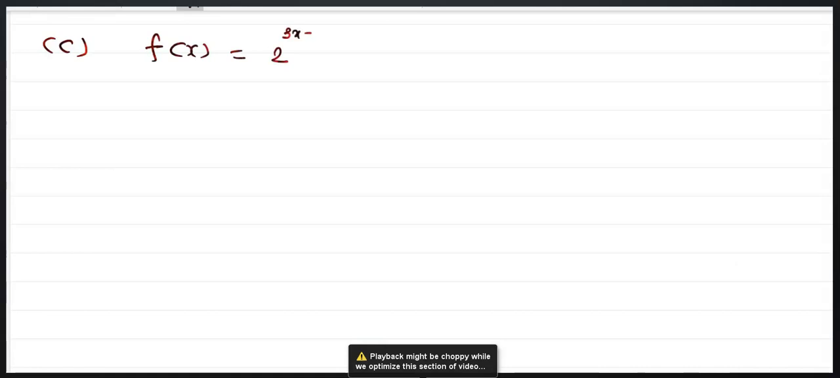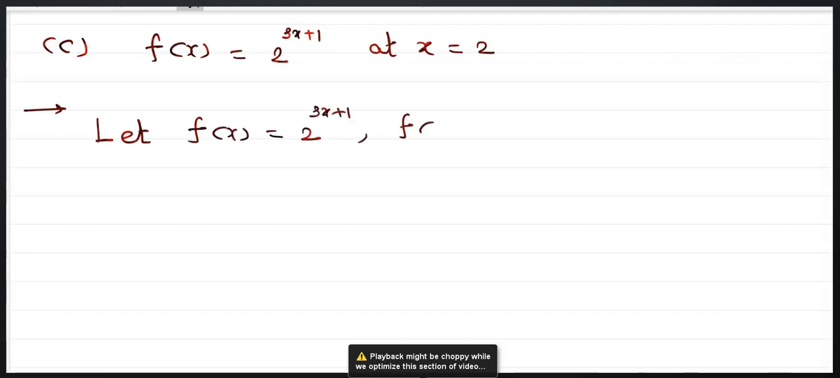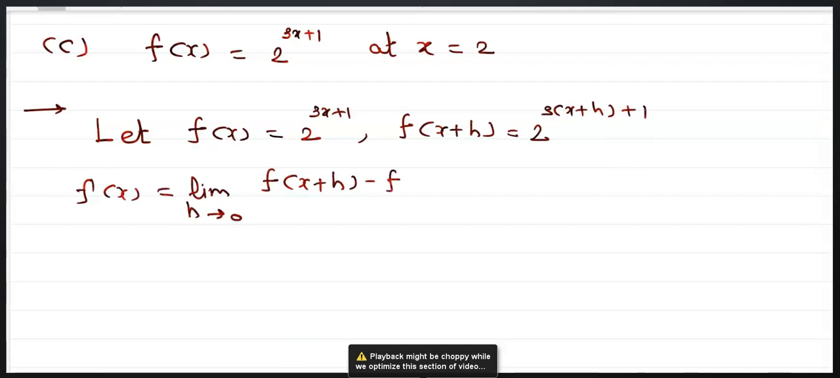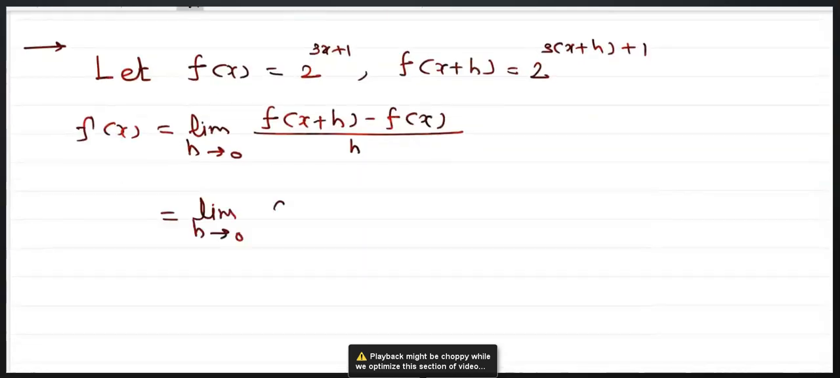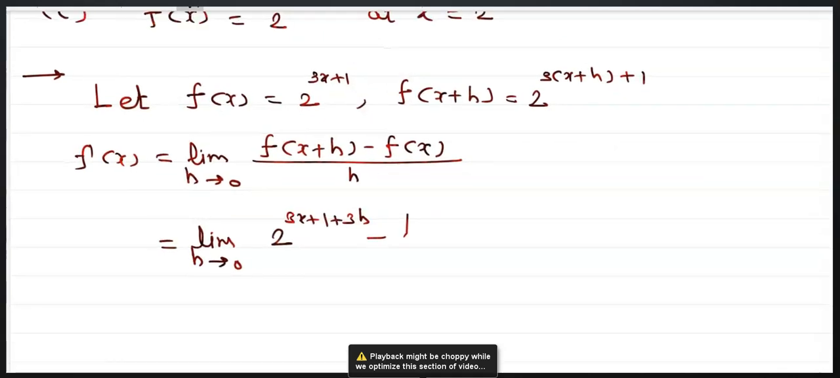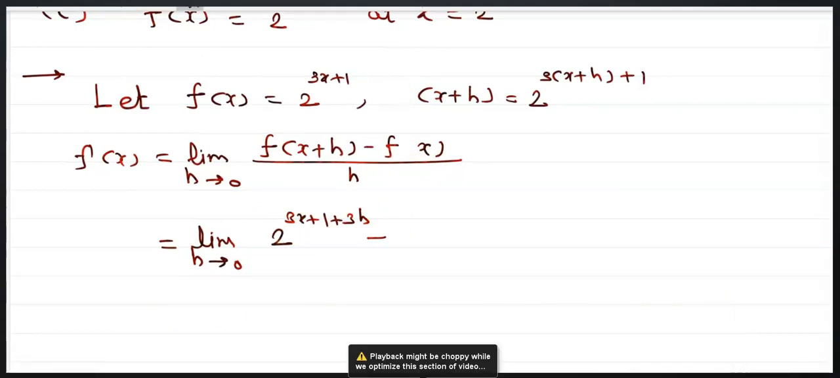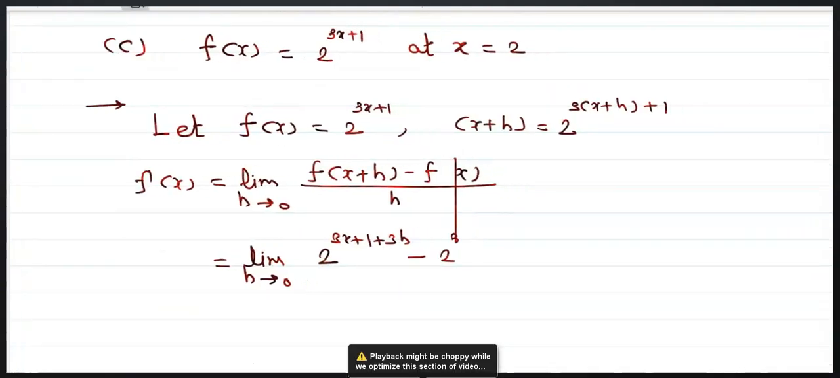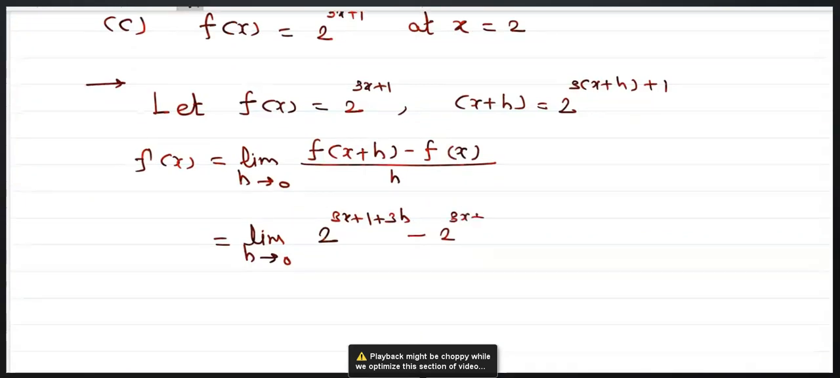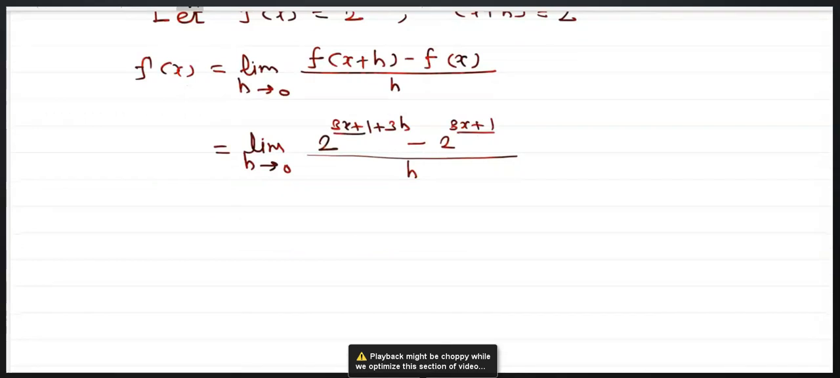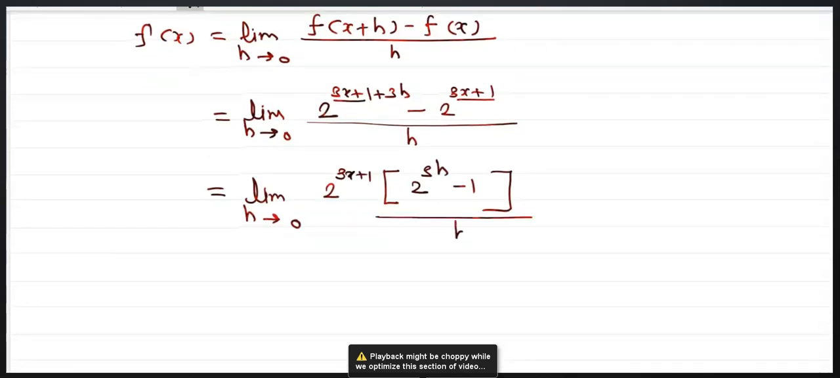that is f of x is equal to 2 raised to 3x plus 1 at x is equal to 2. Therefore, f of x is equal to 2 raised to 3x plus 1. f of x plus h is equal to 2 raised to 3 in bracket x plus h plus 1. f dash of x is equal to limit h tends to 0 of f of x plus h minus f of x upon h. Now simplify this. 2 raised to 3x plus 1 plus 3h minus 2 raised to 3x plus 1 upon h. Now limit h tends to 0 of 2 raised to 3x plus 1 in bracket 2 raised to 3h minus 1 upon h. That is limit h tends to 0 of 2 raised to 3x plus 1.